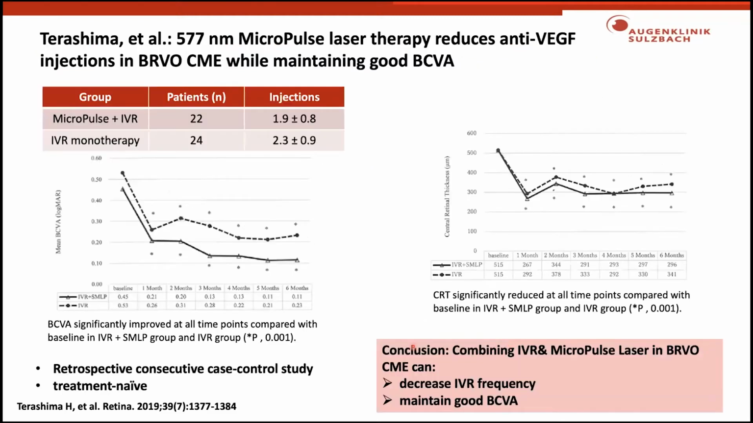There is an eloquent study by a Japanese group, Terashima et al., that was recently published in Retina, which looked at 44 treatment-naive patients who either had ranibizumab monotherapy or, in addition to monotherapy, received, I understand, 1 micropulse treatment, and the follow-up was 6 months. And these patients had not only a better visual acuity, but also seemed to maintain their central retinal thickness, again suggesting that the addition of micropulse laser seems to reduce treatment burden by lessening the need for intravitreal injections.